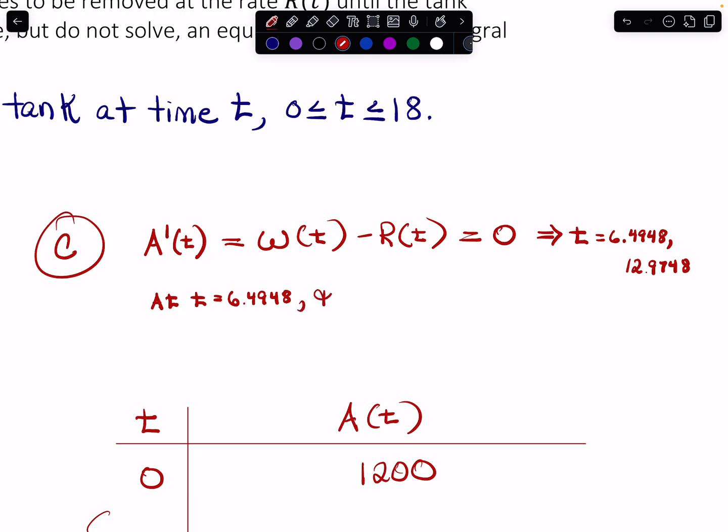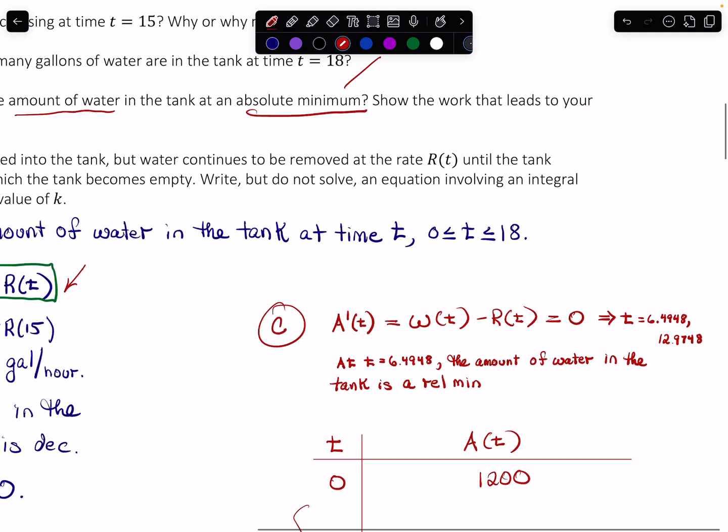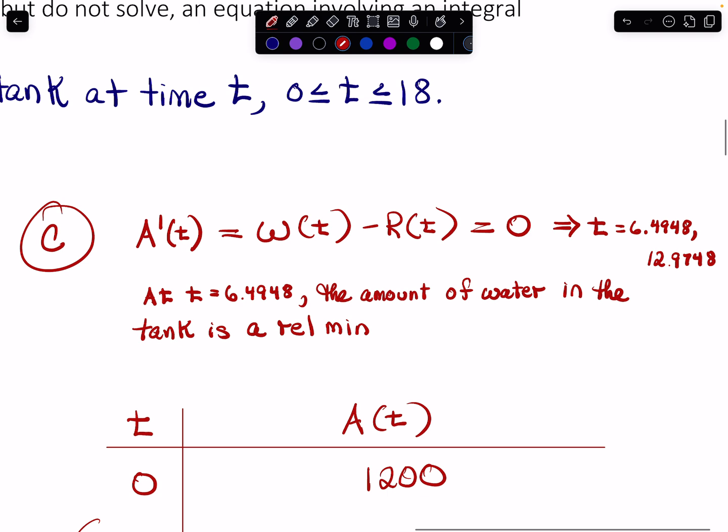The amount of water in the tank is at, did I say relative maximum? Excuse me, I meant relative minimum, right? I care about the relative min because I'm looking for the absolute min. I don't particularly care about the relative max. So that would be a relative min because, right, what happened?